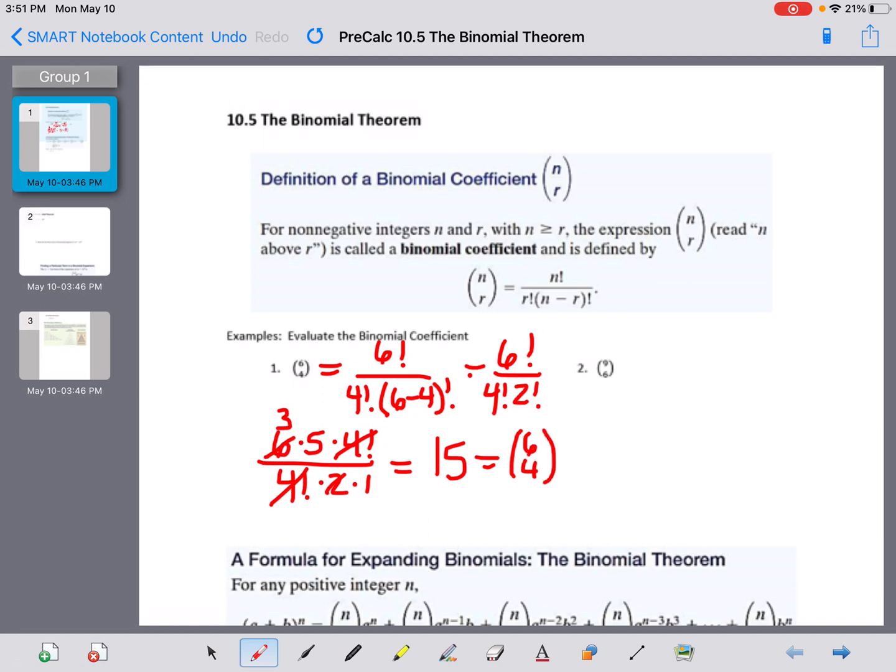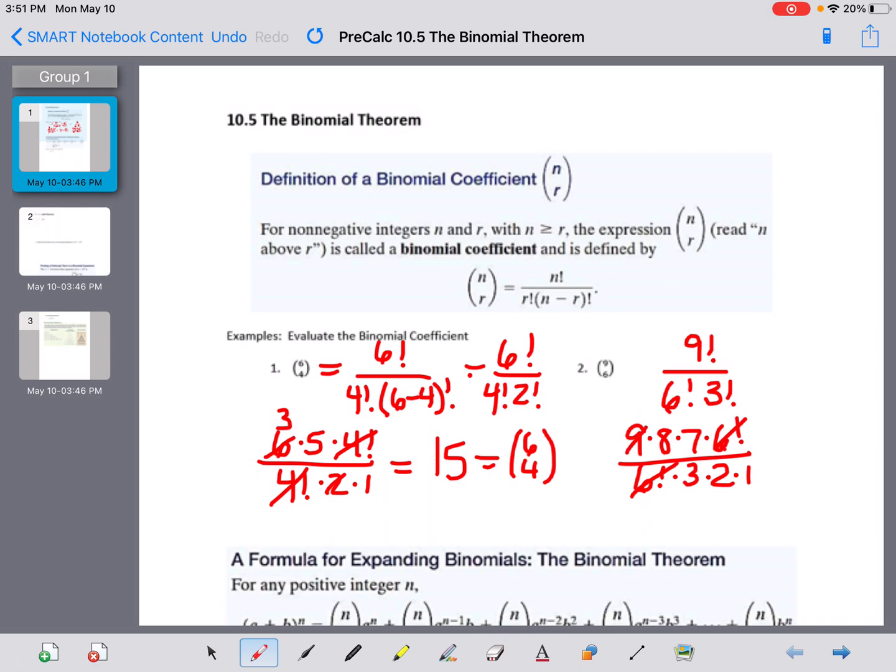So let's try 9 above 6. So 9 factorial on top over 6 factorial times its difference. So 9 minus 6 is 3 factorial. We can write that out, or if you know that's what always happens, just do that subtraction. So that's the same as saying 9 times 8 times 7 times 6 factorial over 6 factorial times 3 times 2 times 1. So again, my 6 factorials will cancel.